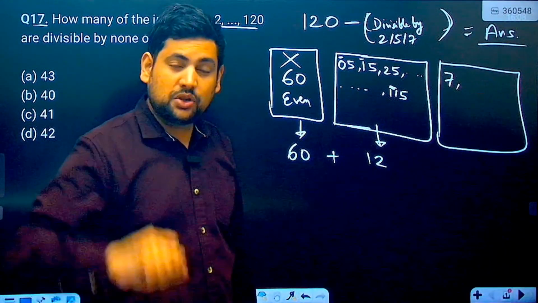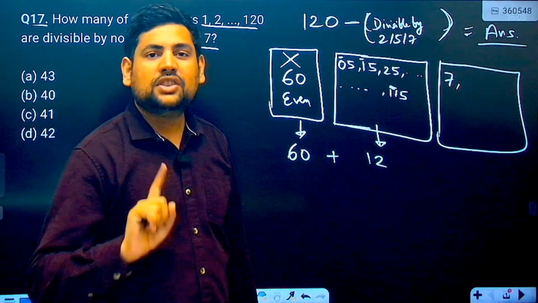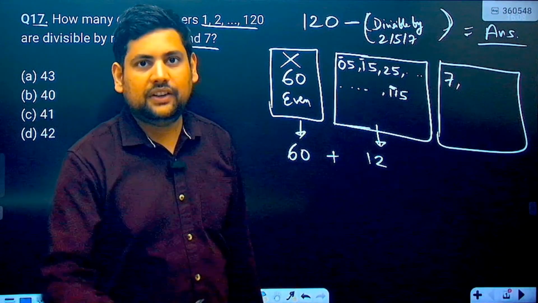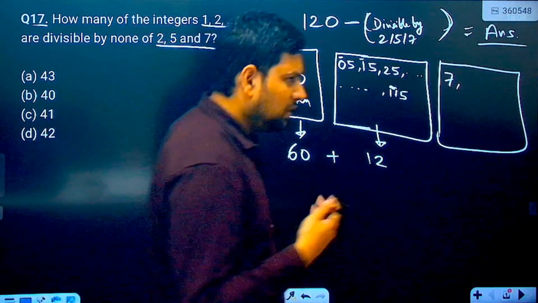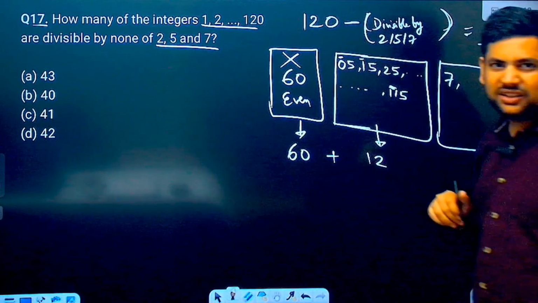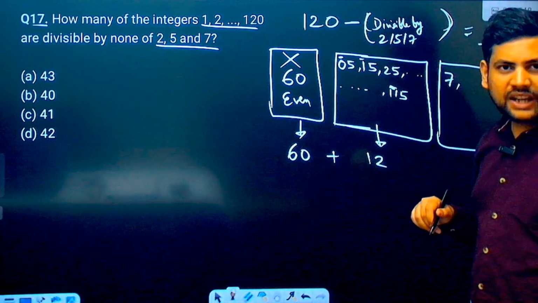I need to search for those odd numbers which are not divisible by 5. Only those I have to remove. Correct? Now, what are those numbers? So 14 won't be there. Correct? Even numbers I can anyway ignore.